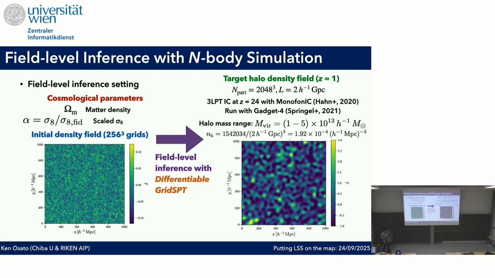Okay, so in the next few minutes, I'd like to give you some preliminary results of the field level inference part, just to test our approach using n-body simulations. This is the basic setup. The cosmological parameters are basically only 2: the matter density omega matter, and sigma 8 divided by the total value. The initial density field is defined on a regular 256 cubed grid. The target field is the halo number density field taken from a standard n-body simulation. For this mass range, the number density is around 2 times 10 to the minus 4 in inverse units.